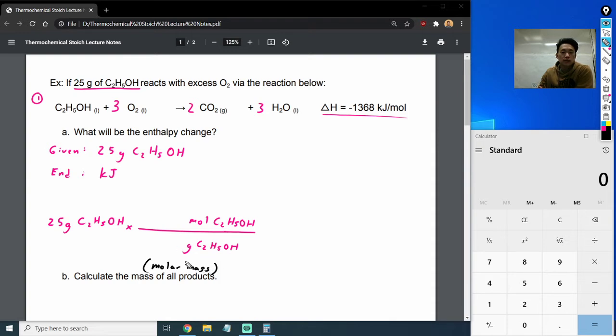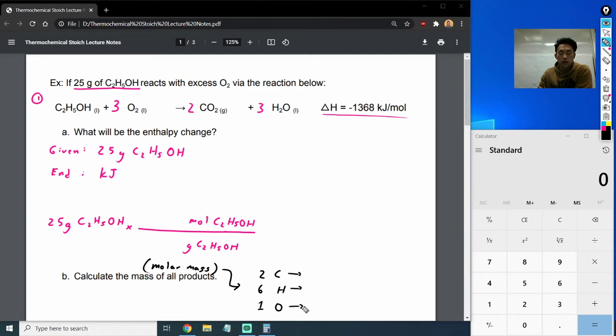Okay, and so I need to find the molar mass of C2H5OH. Now, C2H5OH is made out of 2 carbons, 6 hydrogens, and 1 oxygen. So we just go on the periodic table and see what we got.